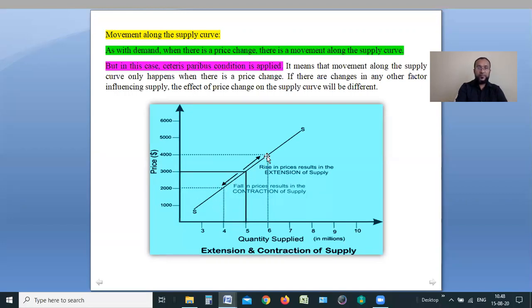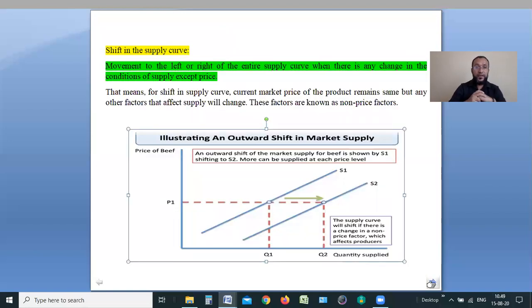So simply, the movement along the supply curve is the expansion and contraction of supply due to change in price. All right, well, the next topic is the shift in the supply curve. Movement to the left or right of the entire supply curve when there is any change in the conditions of supply except price is known as a shift in the supply curve.